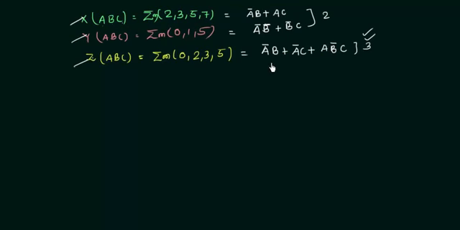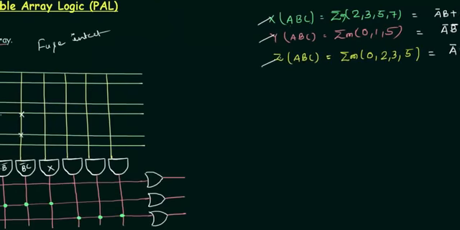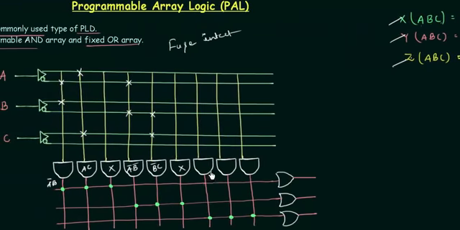For z I am having a complement b, a complement c, a b complement c. So let's do the programming. This AND gate will give us a complement, b complement. This is your a complement, this is your b complement. This AND gate will give us a complement c. This is your a complement, this is your c. And the last one gives us a b complement c. This is a, this is b complement, and this is c. So it is a b complement c.